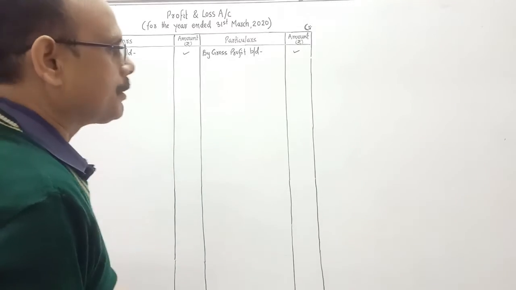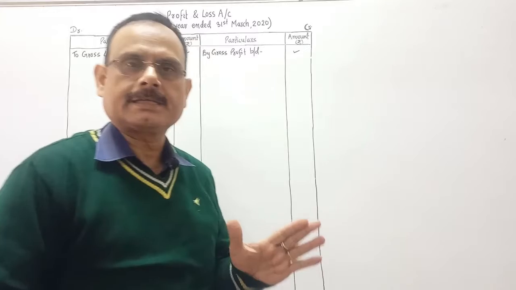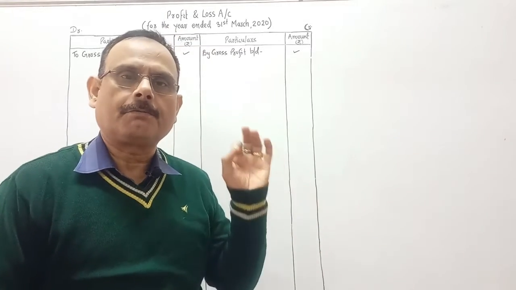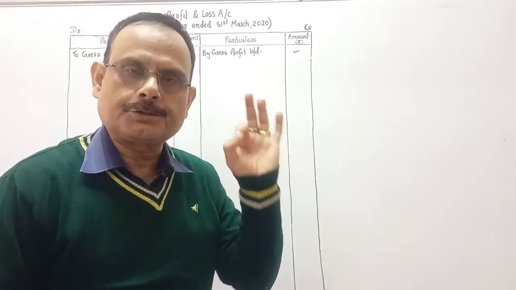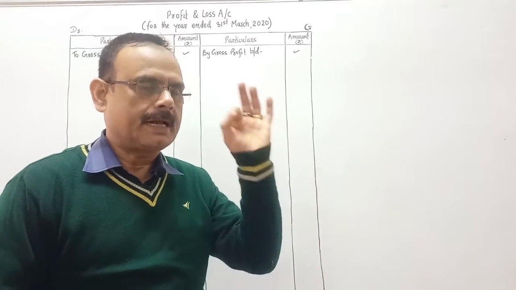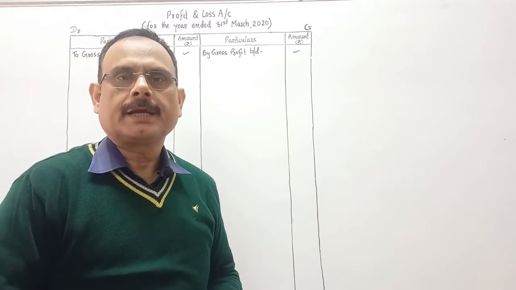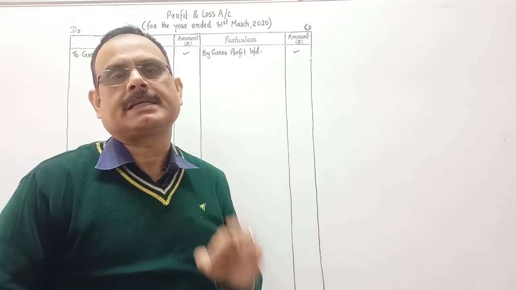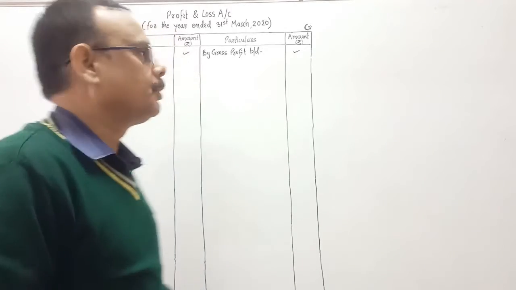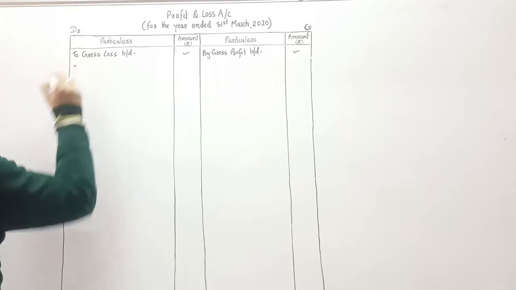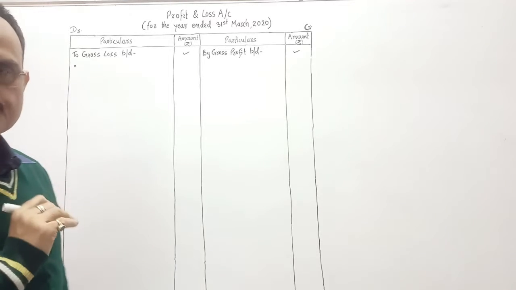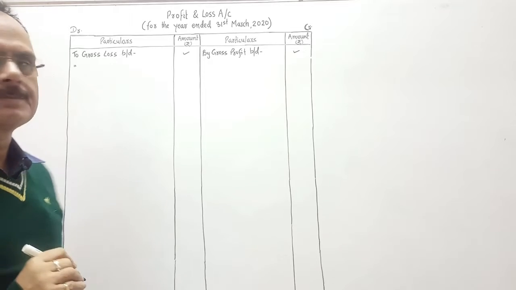Now thereafter we will start writing on this side. On the debit side we will write all indirect expenses. Indirect expenses like office and administrative expenses, selling and distribution expenses, financial charges, and other expenses and losses. So on the debit side we will start with the office and administrative expenses.